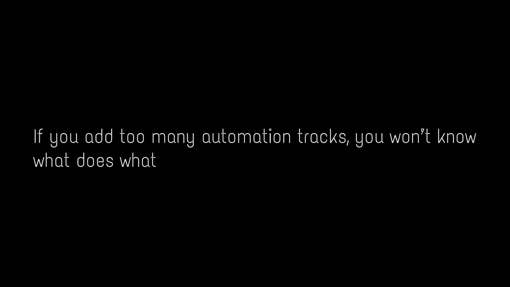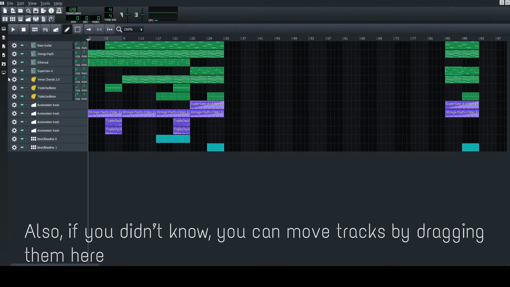Okay, one last thing. Our project is growing bigger and we need to manage it. If you've noticed, I've been arranging tracks by type. However, that's not enough. If you add too many automation tracks, you don't know what does what. And the same applies for pattern tracks. So what I suggest you do is right click on the track name and rename the track so you know what does what. I'll leave the naming up to you. Just ensure that you will know which track controls or plays what. Also, if you didn't know, you can move tracks by dragging them there. Alright, that should be it.